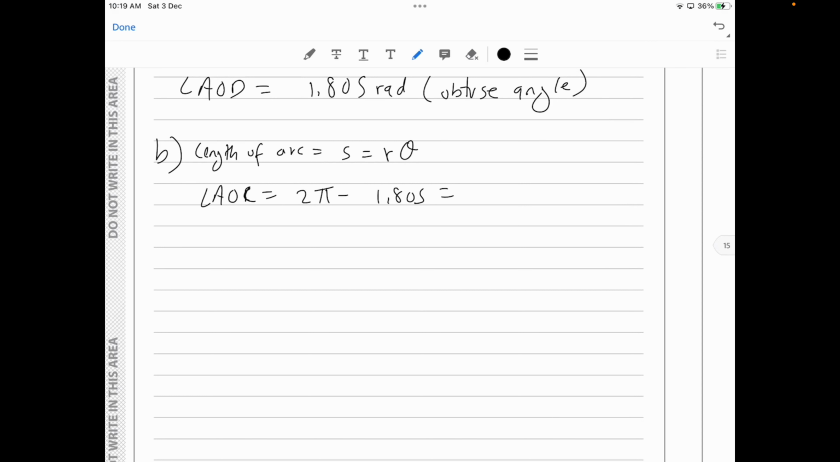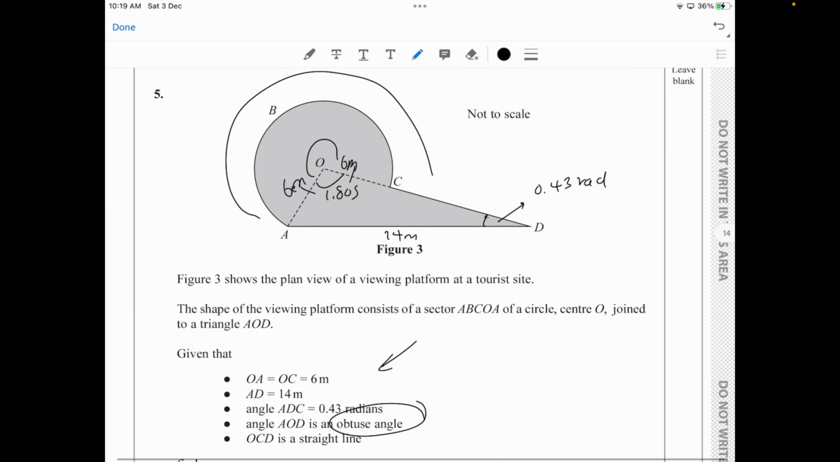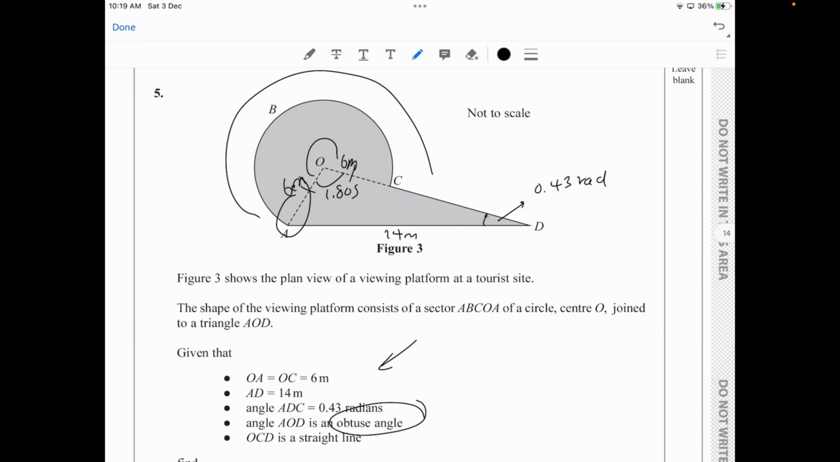Sorry, guys. So that's 4.4781 in terms of radians. Alright, so since we found out what angle AOC is, we just need to find out the arc. That's it. So S is equivalent to r, which is 6. So we know one of the sides, AO, to be 6 meters.